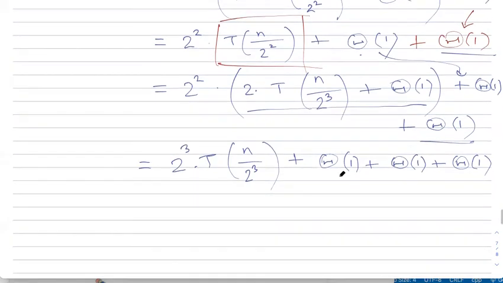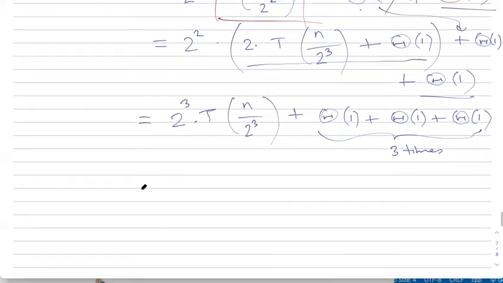You're almost seeing a pattern here. The number of times order of 1 is repeated is 3 times here. This is 2 to the power 3. This is n by 2 to the power 3. You almost see a pattern. So we can generalize it that it can keep going like this.